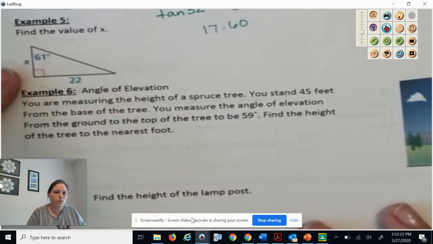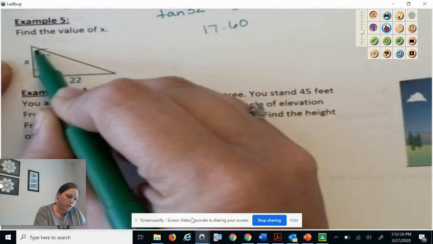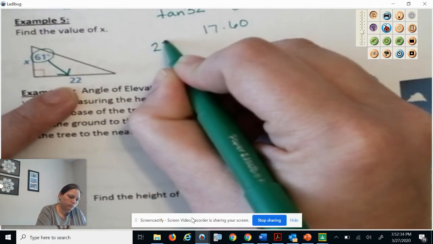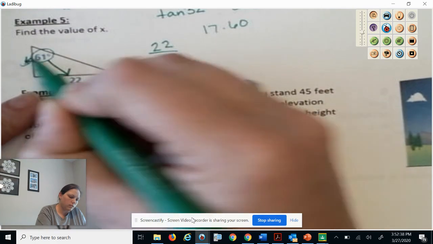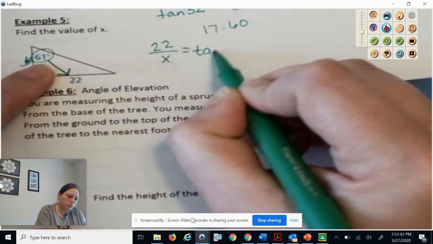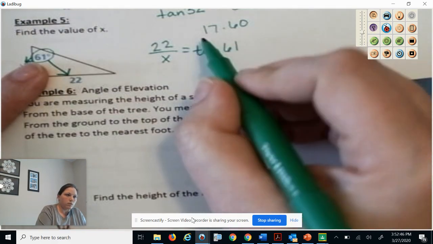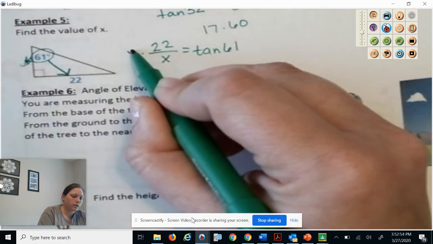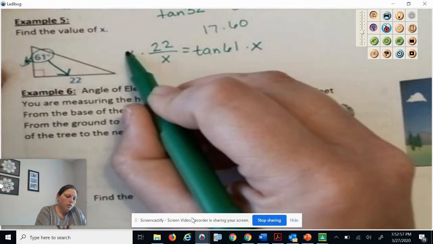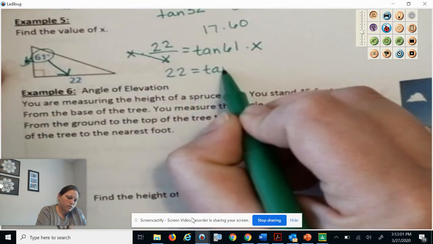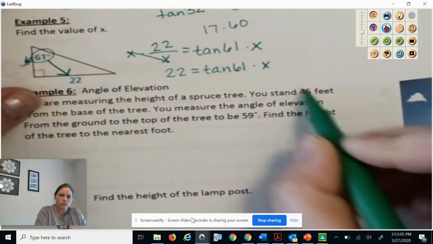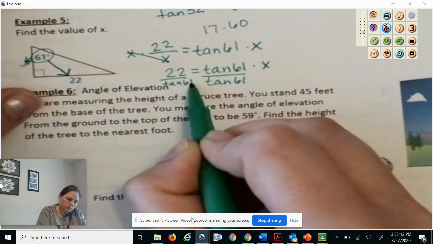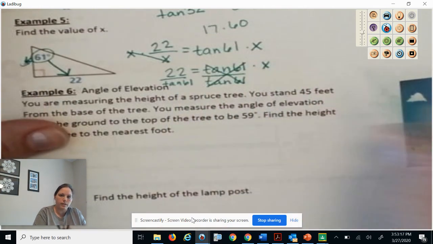Example 5. I'm going to find the value of x. So we're going to start with the known angle. And opposite of that is 22. The adjacent is x. It's equal to the tangent of 61. So we're going to get rid of the fraction by multiplying by x. So we get 22 equals the tangent of 61 times x. And then we want to solve for x by dividing by the tangent of 61 on both sides. So this will cancel. And then we solve for x.